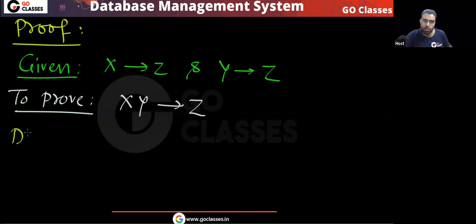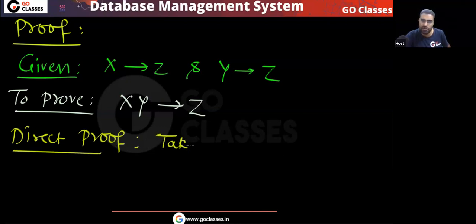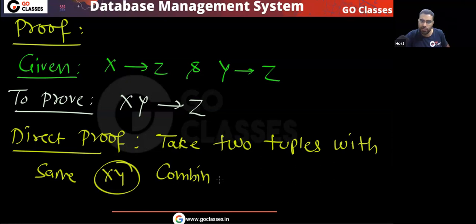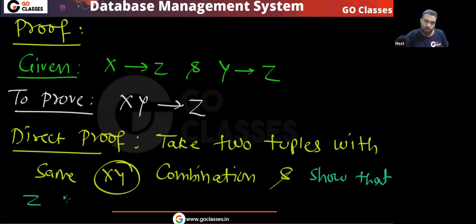So what will you do? You can apply the direct proof. What does this direct proof say? Take two tuples with the same XY combination, and show that the Z value will be the same in those tuples.